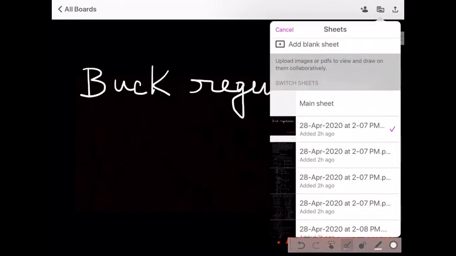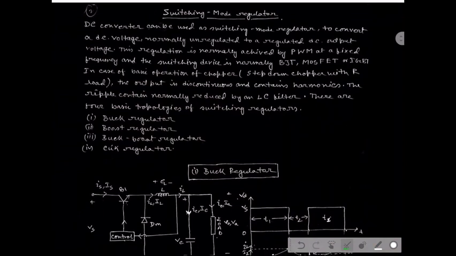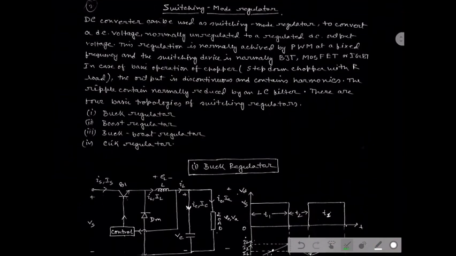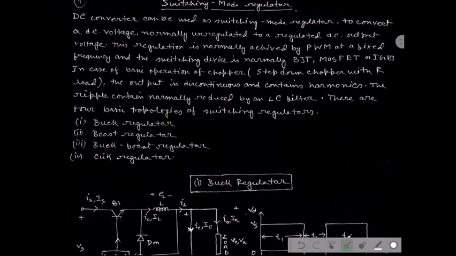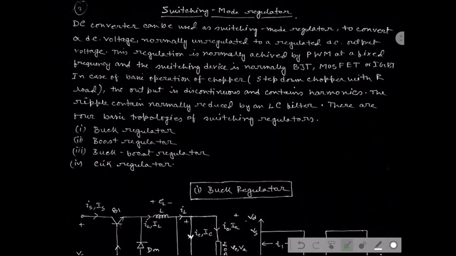So before going into this topic, we should be aware of a few things regarding the buck regulator. See, what is a buck regulator? A DC converter can be used as a switching mode regulator to convert a DC voltage, normally unregulated, to a regulated DC output voltage. That means it is a kind of converter or regulator through which we can regulate the output voltage.